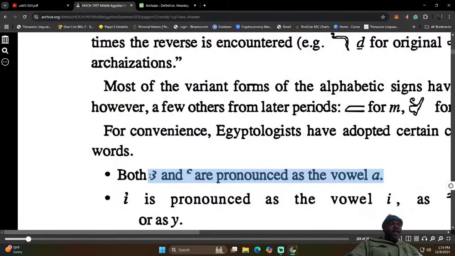Both this and this are pronounced as the vowel A. Now, what is he telling us? When we say ma'at, that is the scholastic pronunciation. It's not the I'm a spellcaster, chemitist pronunciation.